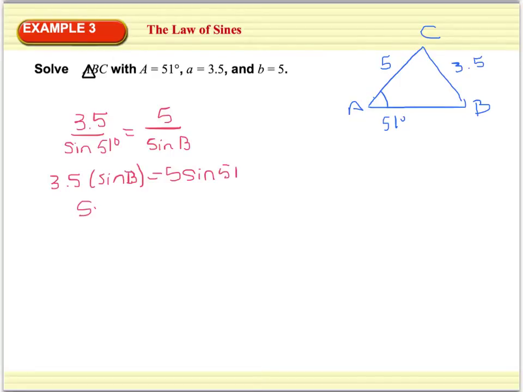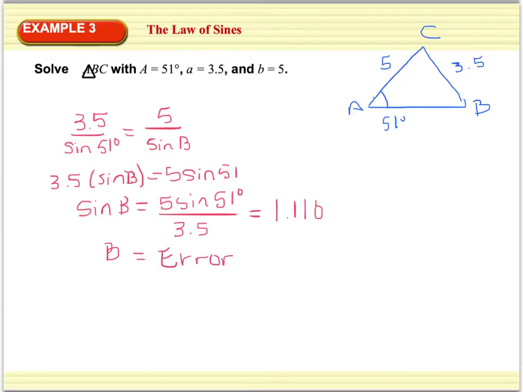And to solve for B, we have sine of B is equal to, and I'm going to divide both sides by the 3.5. So we have 5 times the sine of 51 degrees divided by 3.5. And when we simplify that, we get 1.110. And if you take the inverse sine, so that we can solve for angle B then, in my calculator, when I do that, I get an error message. So because we get an error message, this tells me that this triangle cannot exist.